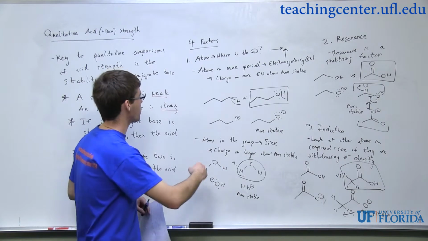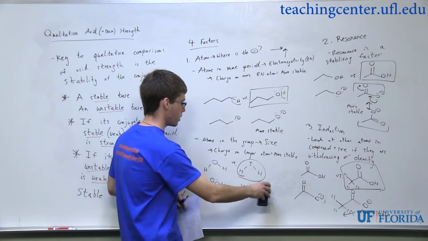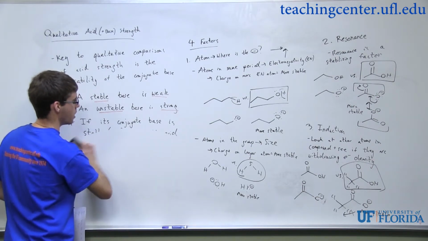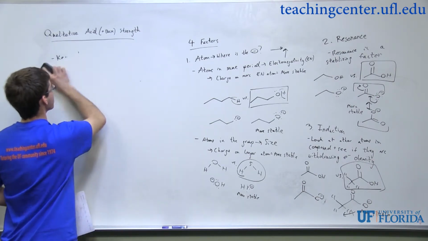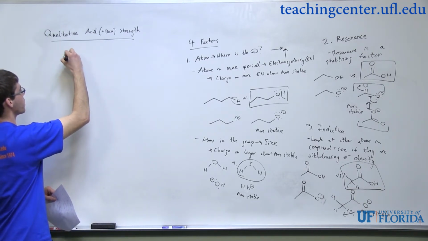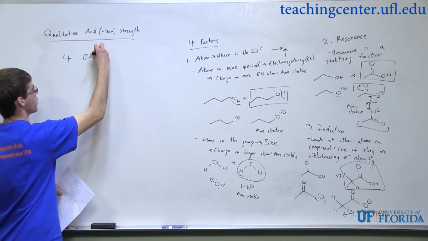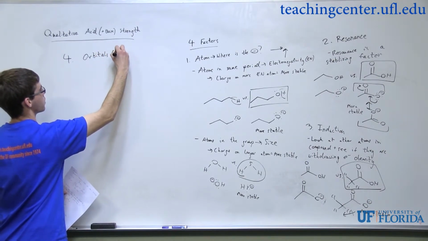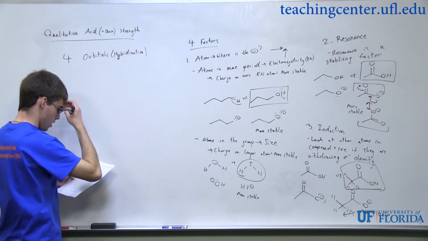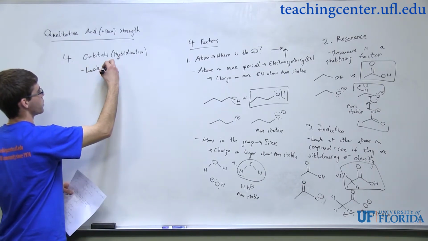Okay, and I'm going to erase over here. I'll erase this part here, and I will draw our fourth part. So the fourth factor, if those other three have failed to show any difference, then you're going to look at orbitals, or hybridization. So let's see. You look at the hybridization of the deprotonated atoms.